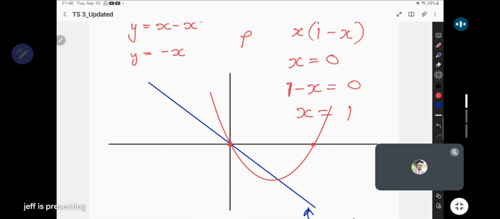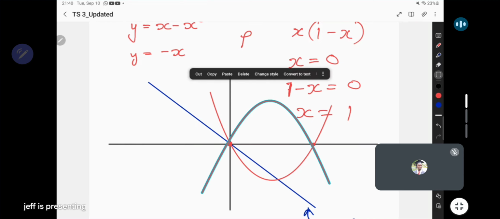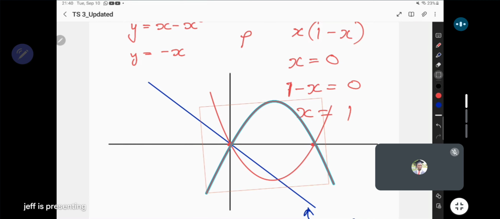Either it's something like this, or it is something like this. So again, I have to go back to my math and try to remember as much as possible so that I don't waste time with my sketch.